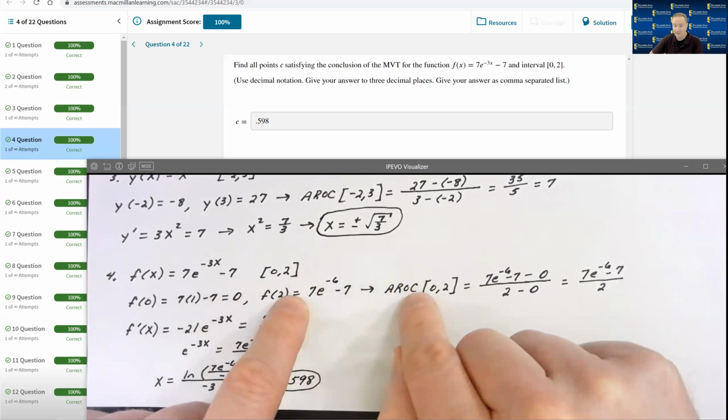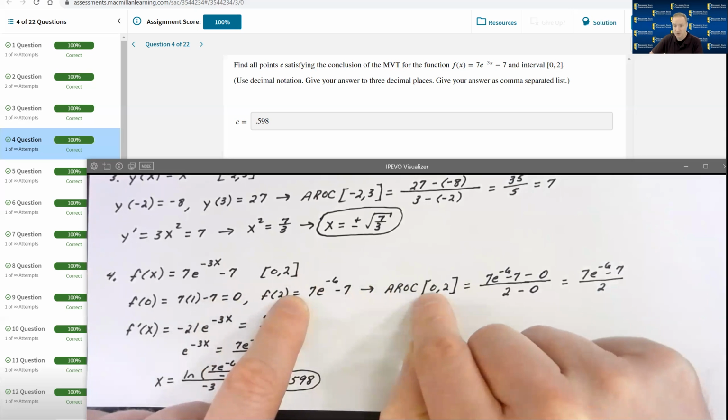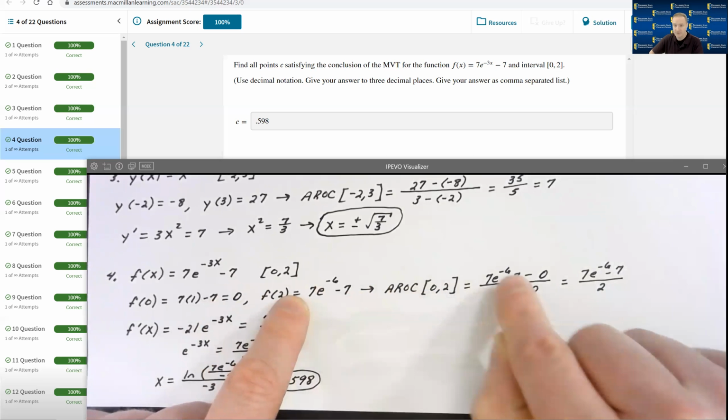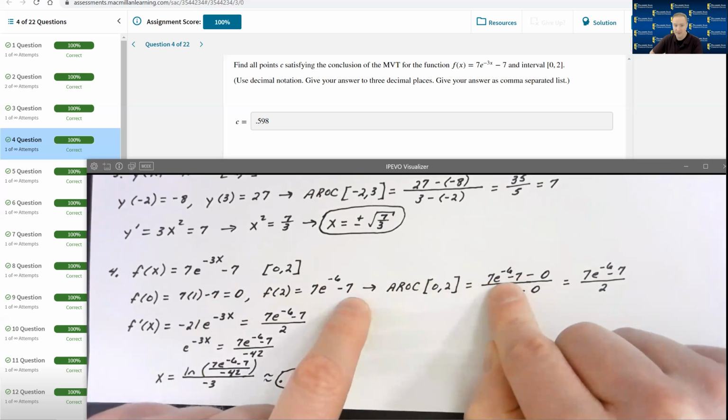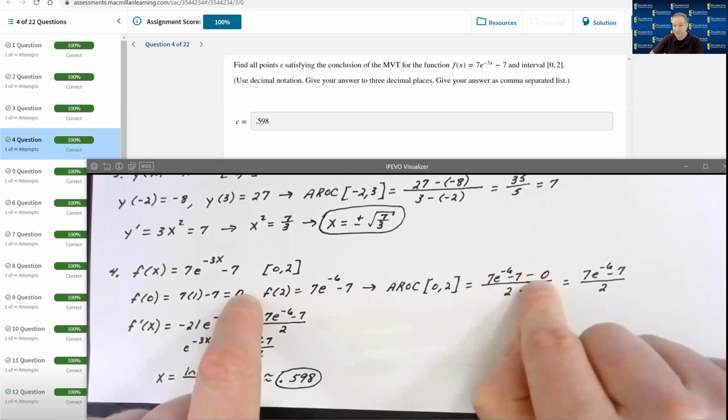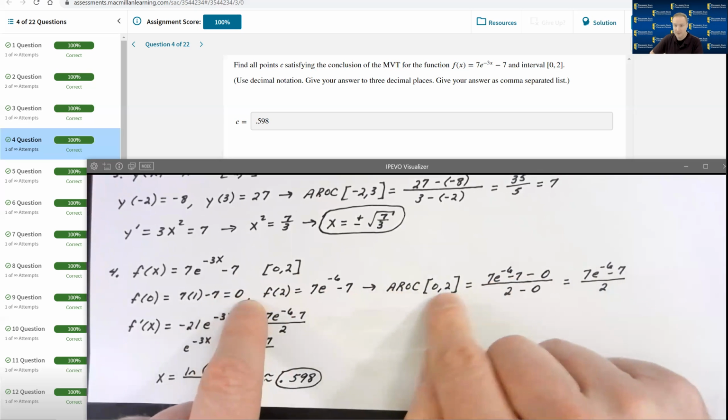Now when I go into my average rate of change, the average rate of change from 0 to 2 is going to be f of 2, 7e to the -6 minus 7, minus f of 0, which is just 0, divided by 2 minus 0.